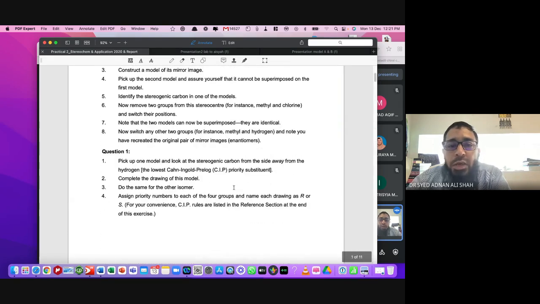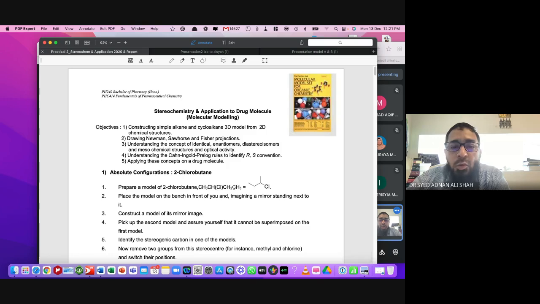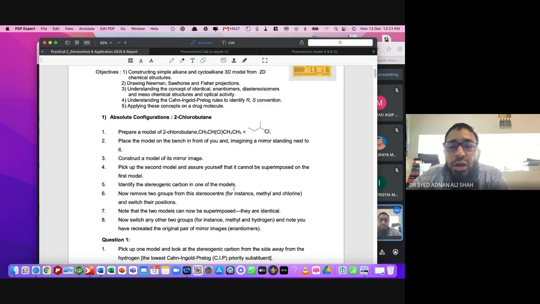We constructed the alkane and cycloalkane molecules, and we have seen the different isomers of 2-chlorobutane, R and S. We assigned the stereochemistry through the model, through the CIP rule, right? In this, you give priority to the largest group and keep the hydrogen at the back. Then you rotate the molecule and see A, B, and C from higher to lower priority.